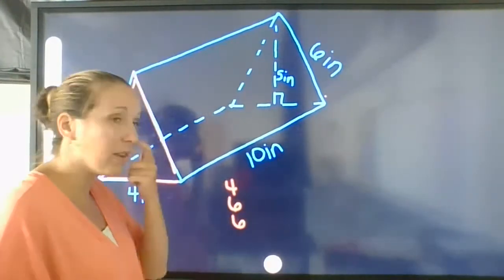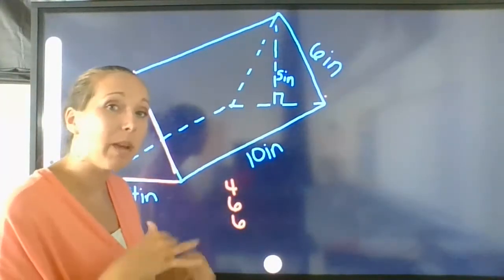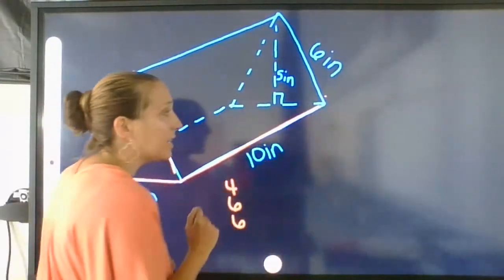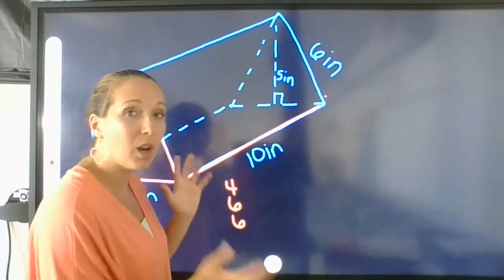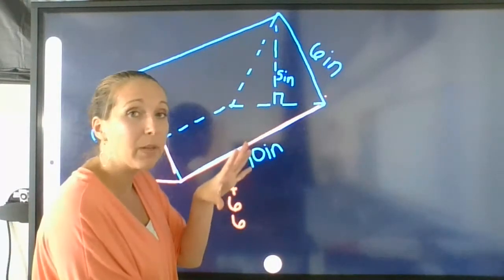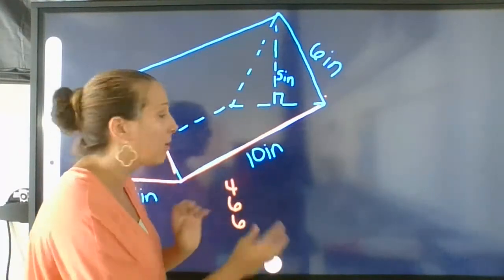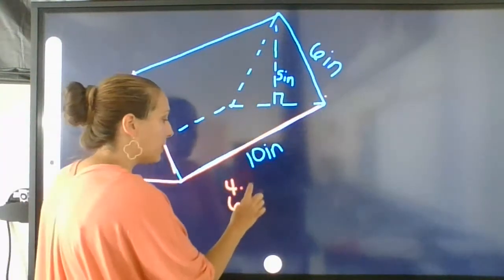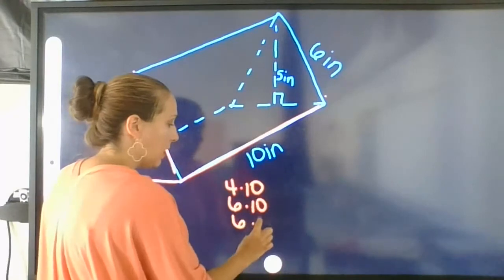I like to write them all down, so I'm checking each side of my triangle and making sure that they're all there. Then we're going to multiply each one by the height. Again, a little confusing here, but your shape can be turned the other way, so you can see that height is up and down. Your height connects the two triangular bases. So times 10, times 10, times 10.